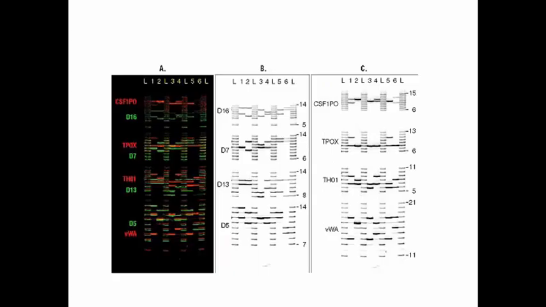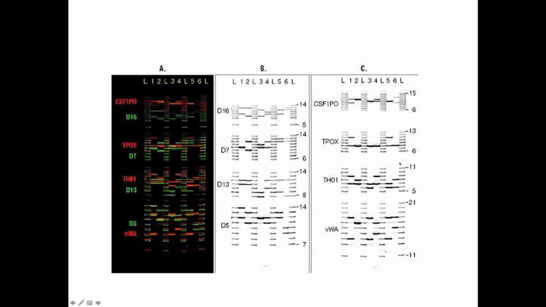So this is person number 1, person number 2, person number 3, person number 4, person number 5, and person number 6. So 6 different individuals. And in this case, 6 different individuals have been tested at 8 different sites on their DNA. And these are the size range markers right here.